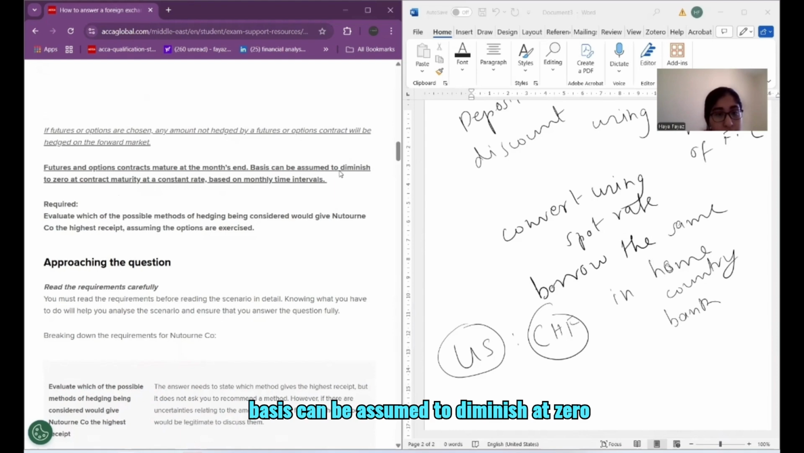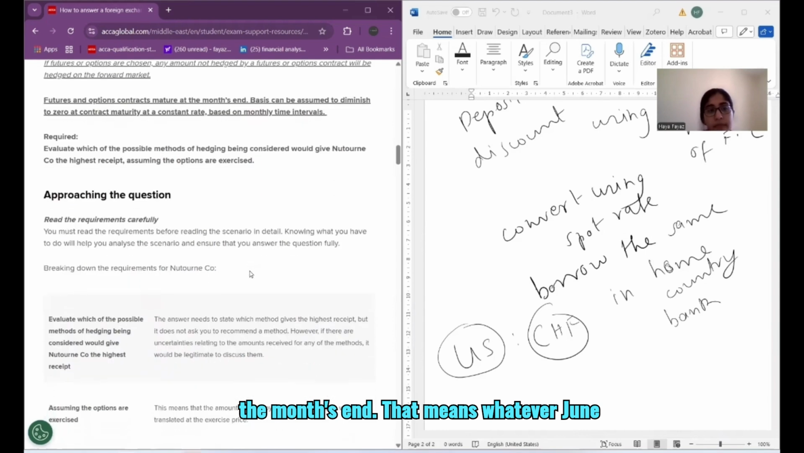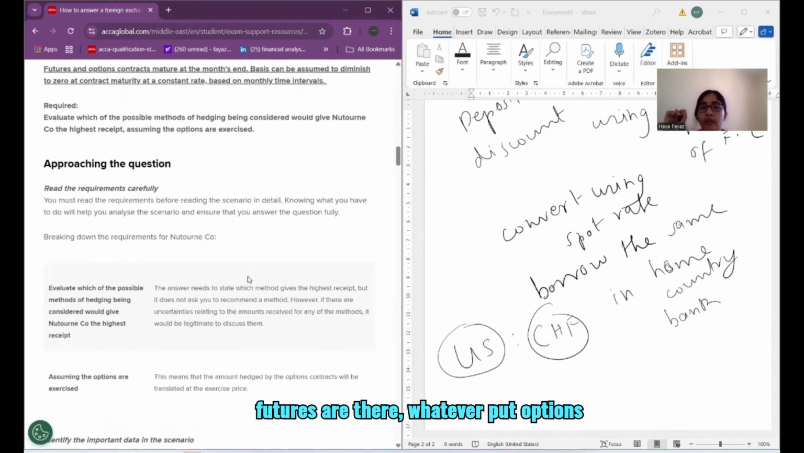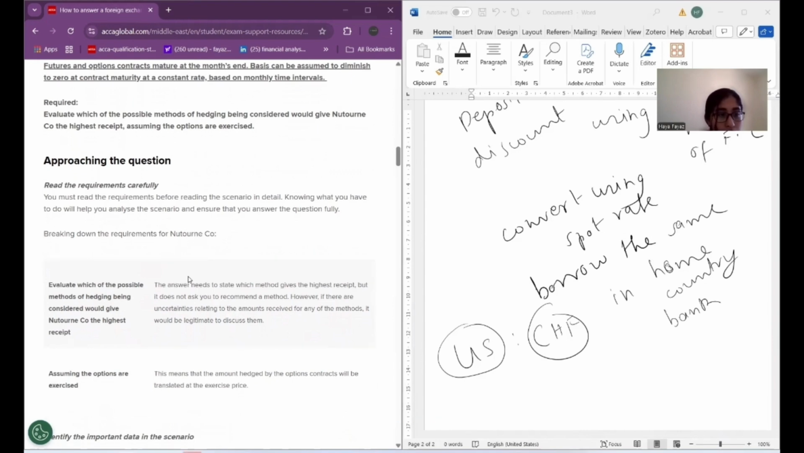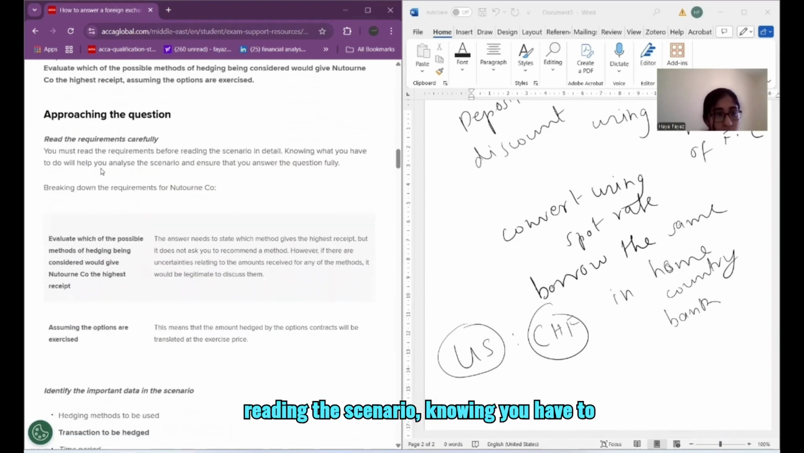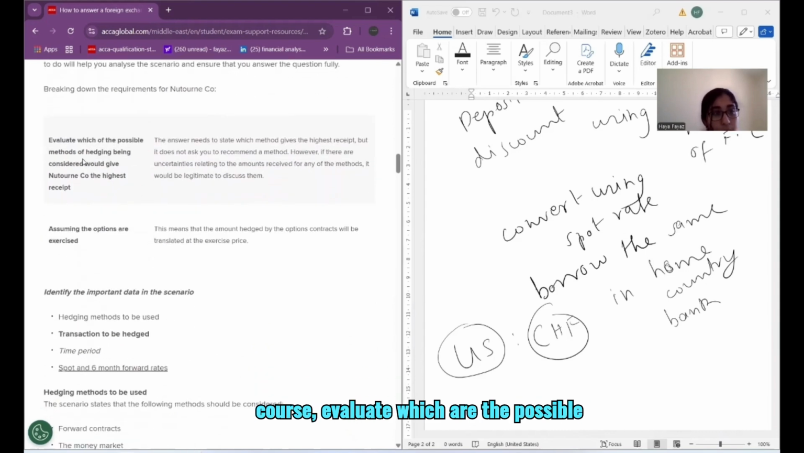Now, maturity at the month's end can be assumed, with the basis diminishing to zero at contract maturity at a constant rate based on monthly time intervals. This is always given as an assumption, basis risk and all that. Futures and options mature at the month's end, and that means whatever June futures are there, whatever put options of June are there, they mature at June end. Simple. So you must read the requirements before reading the scenario, knowing what you have to do helps you analyze and ensure that you answer the question fully. Of course, evaluate which of the possible methods of hedging being considered would give the highest receipt, assuming the options are exercised.